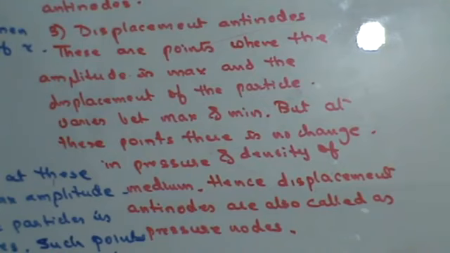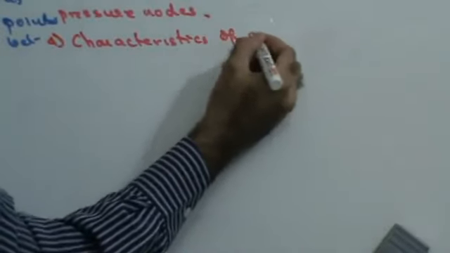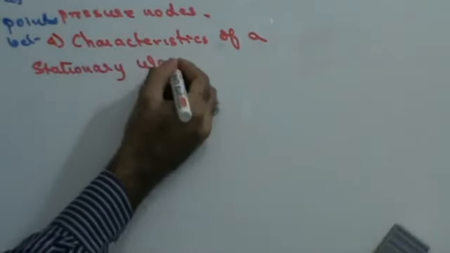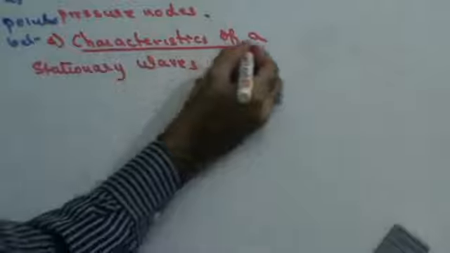Now, let's see what the characteristics of a stationary wave are. We know that stationary waves are those waves which do not travel and have maximum and minimum displacement. The maximum displacement is called an antinode. The minimum displacement, that means when there is no displacement, is called a node. Let's summarize all of this into the characteristics of a stationary wave.